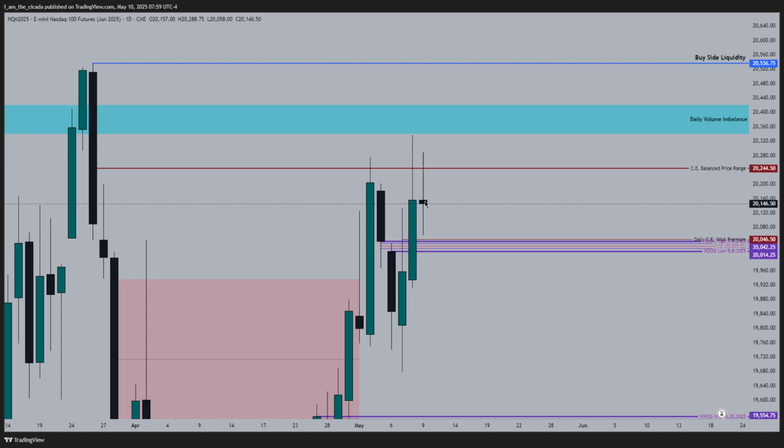The next day opens, trades lower, goes back up, closes at 20,146.5. We also did have the wick that reached into its previous wick and also back into the consequent balanced price range, but we will get into that with lower time frames.